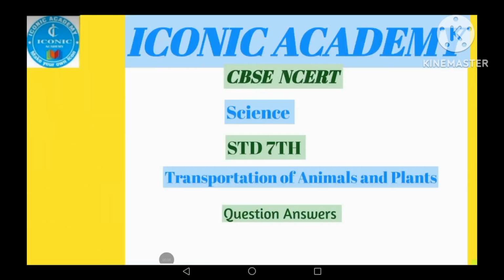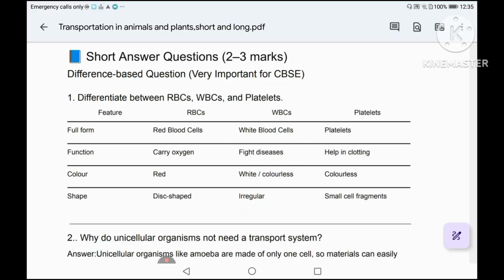I am Nasha Parveen and today I am going to show you the question and answers of Science Standard 7, Transportation of Animals and Plants. So first of all, these are the short answer questions.